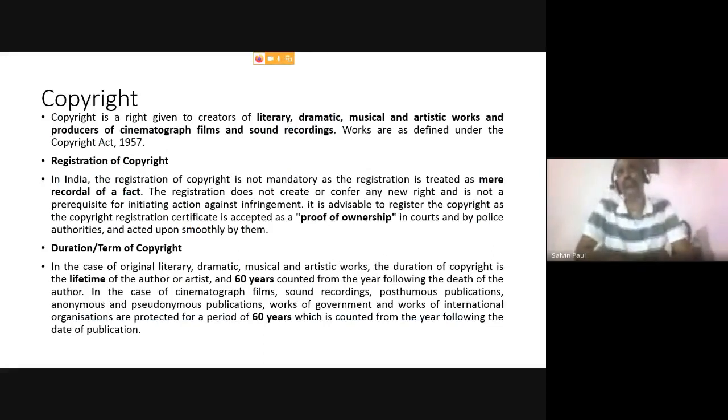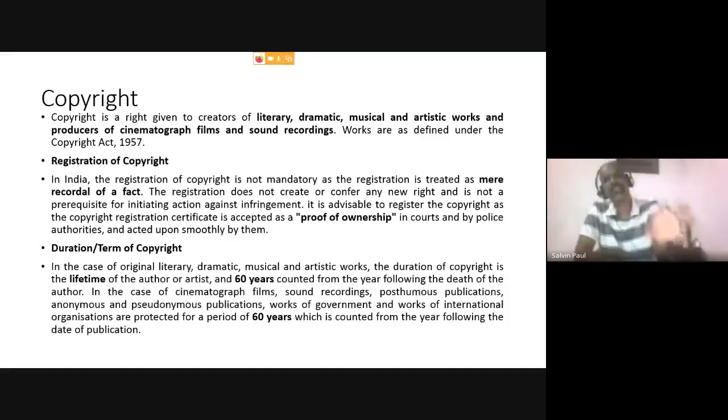Now the second most important species after patent is copyright. Copyright is a right given to creators of literary, dramatic, musical, and artistic works, and producers of cinematograph films and sound recordings.